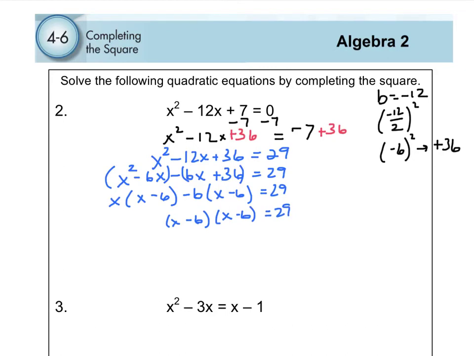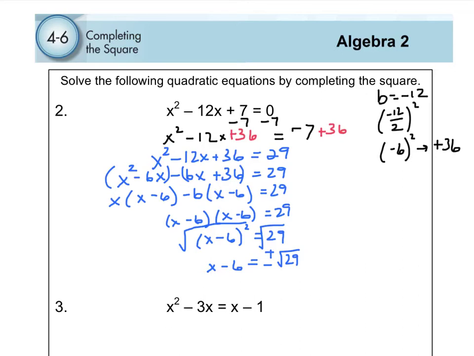Again, I can replace these two terms, x minus 6 and x minus 6, with x minus 6 squared, because there's two of them. And now I'm going to take the square root of both sides to solve it. And the square root and square cancel, so I'm left with x minus 6, and it's going to equal the positive and negative square root of 29. Now, are there any perfect squares that go into 29? Well, no, there's not, because 29 is a special kind of number. 29 is a prime number, which means there's nothing that will go into it except for 1 and itself.